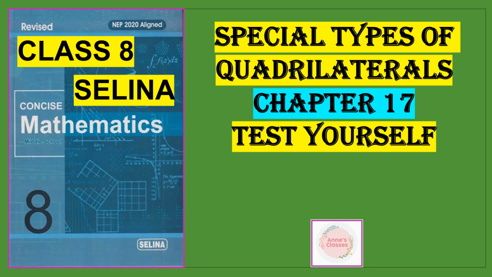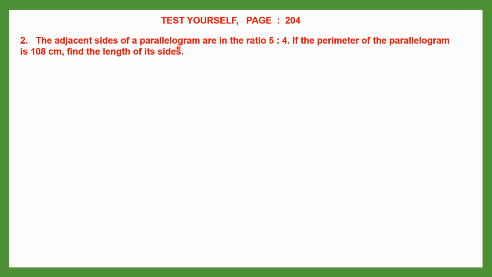Let's do special types of quadrilaterals, chapter 17, page number 204, question 2. The adjacent sides of a parallelogram are in the ratio of 5:4. Adjacent sides means the sides that come next to each other and they are in the ratio 5:4. If the perimeter of the parallelogram is 108 centimeters, find the length of its sides.